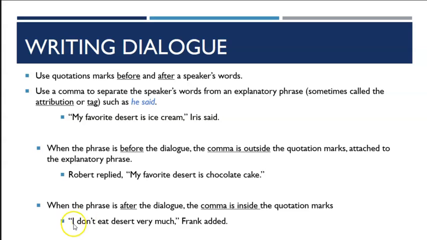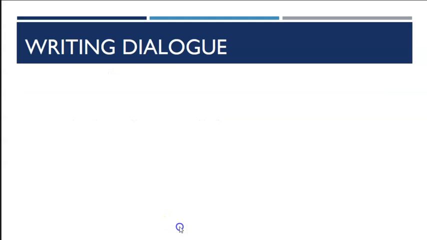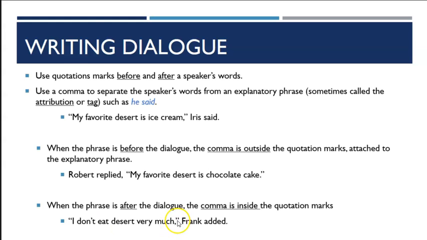If you put a space there, they're going to face the wrong direction. Okay, and then again, here at the beginning, no space between the quotation marks and the I. No space between the comma and the quotation marks, but there is a space then between the quotation marks and the F in Frank, okay? So you're putting a space between your tag and your dialogue, but not between the quotation marks and the actual words being said.